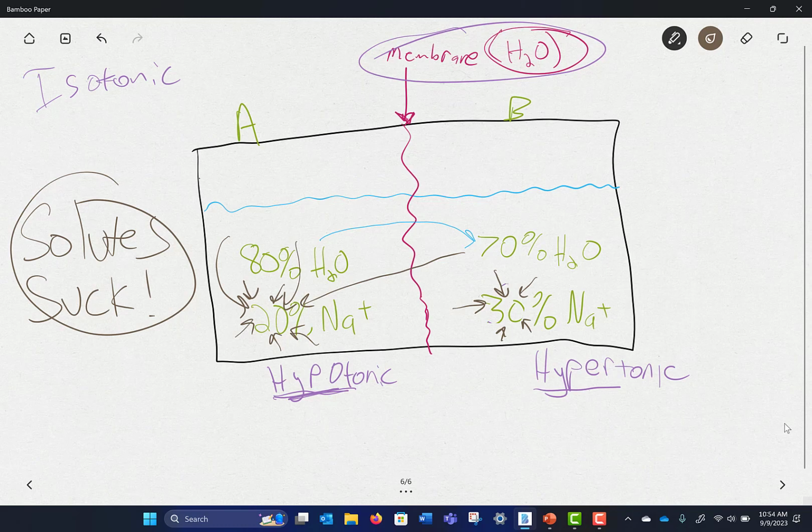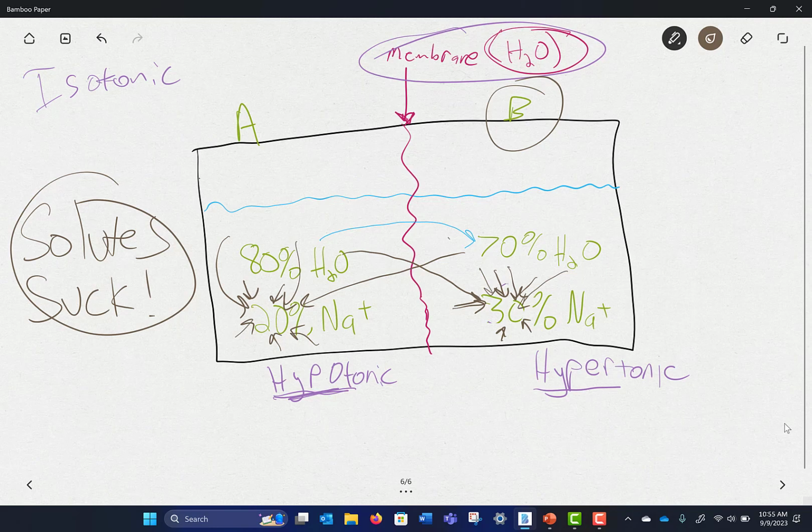Over on B, this sodium is sucking water towards itself. It is also sucking water from side A towards itself. So all of the sodiums are sucking all of the water towards themselves. They are pulling water towards themselves. But where is there more sodium? On side B. So who is sucking more?